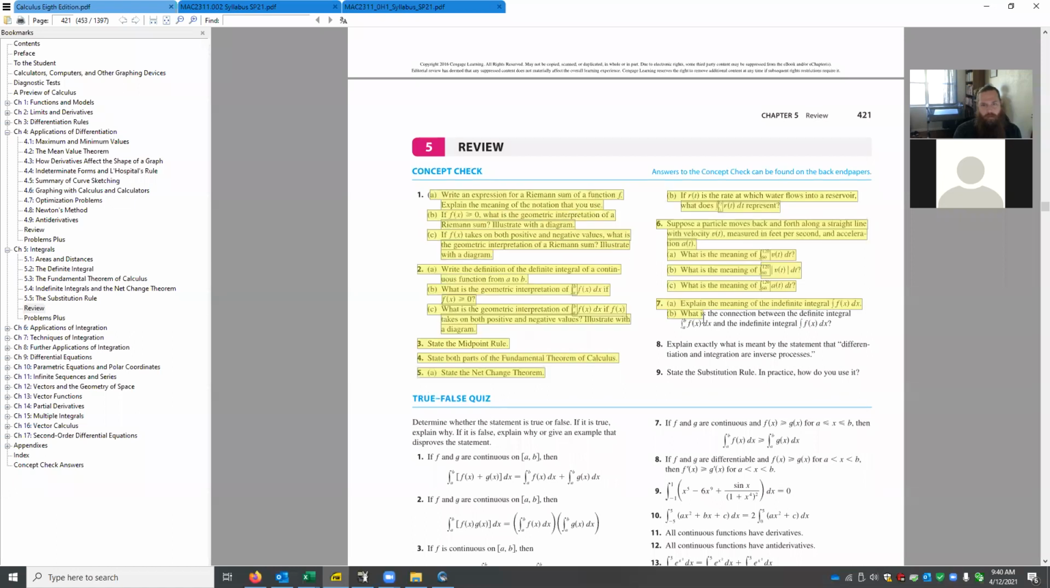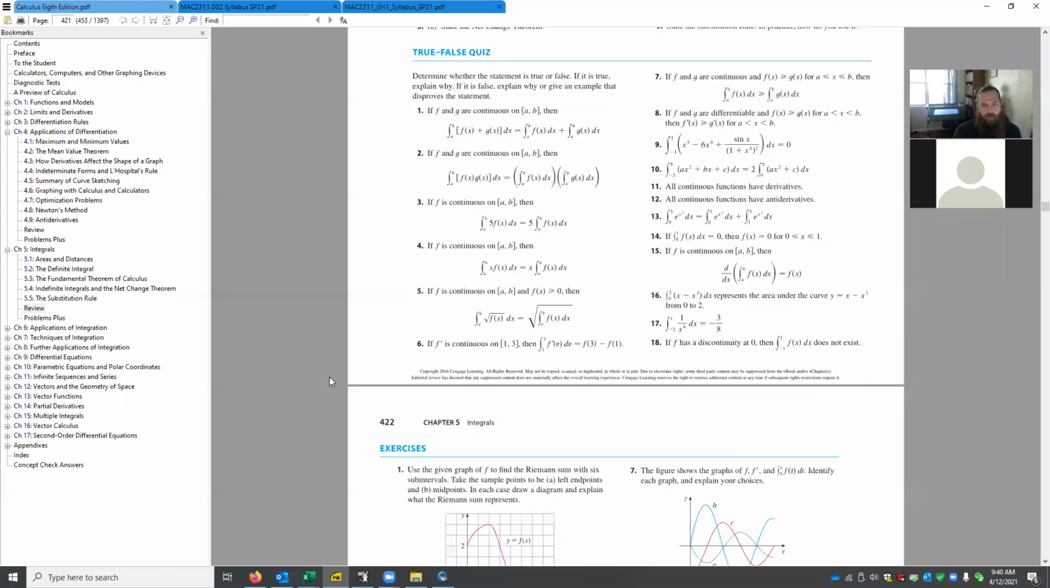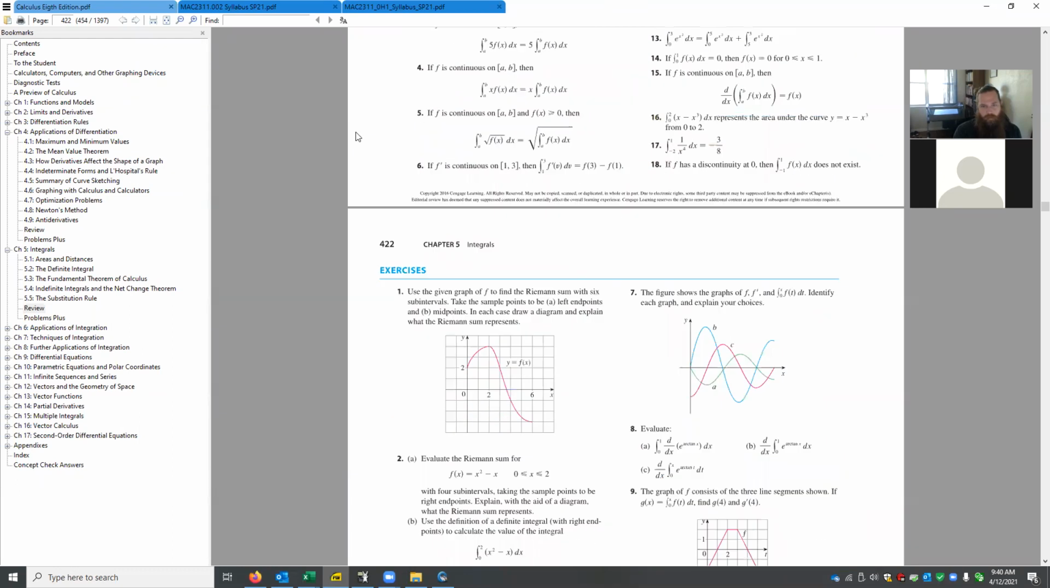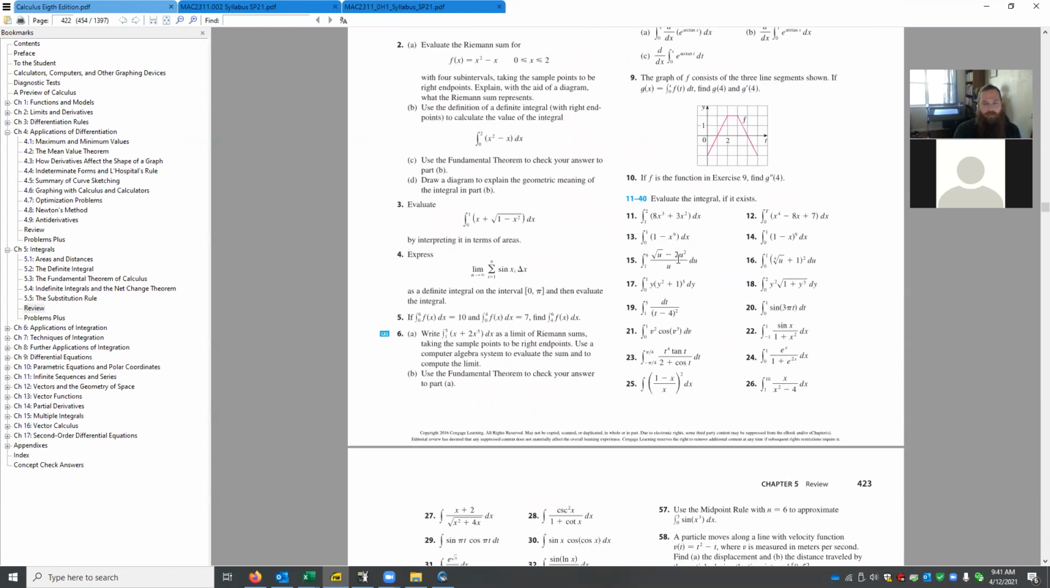The concept check questions are very good. The true-false questions are very good. And then, of course, the straight-up exercises would be a great way to get extra practice if you feel you are in need of that.